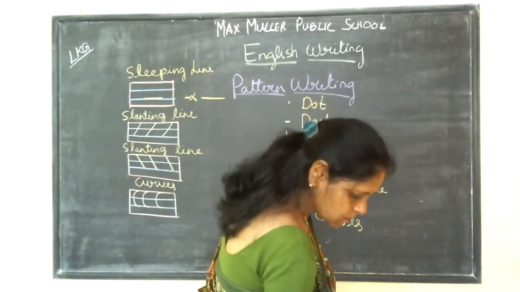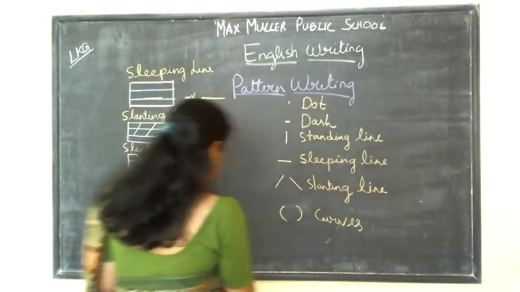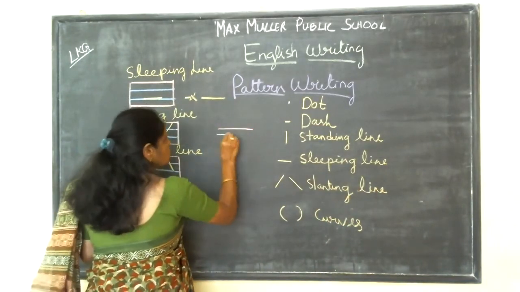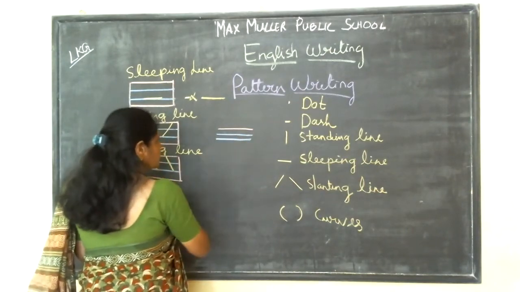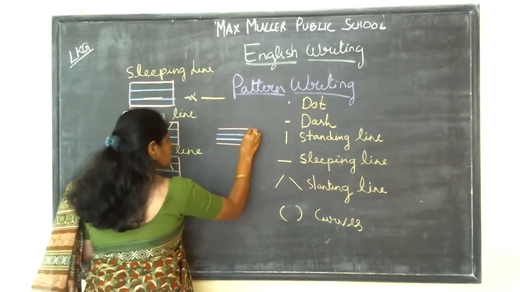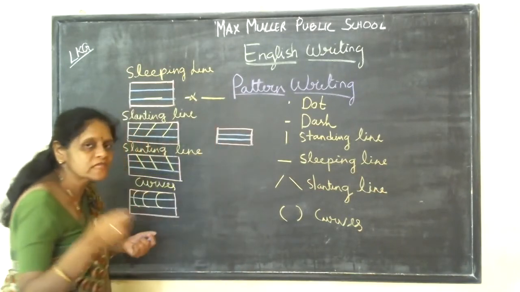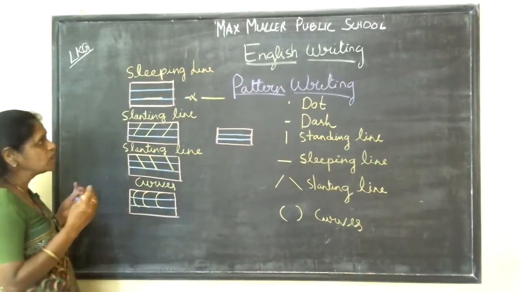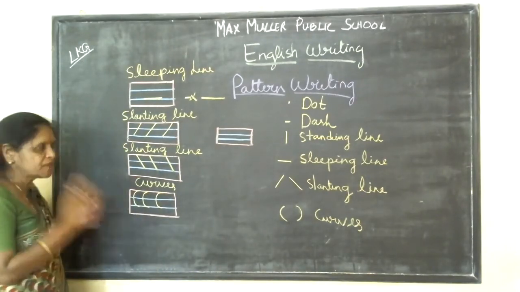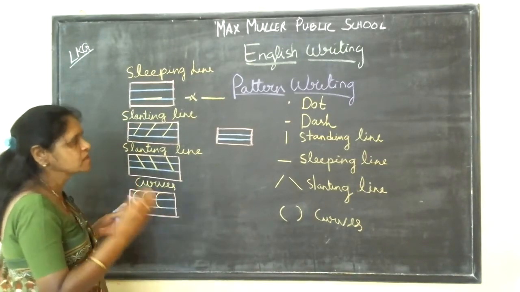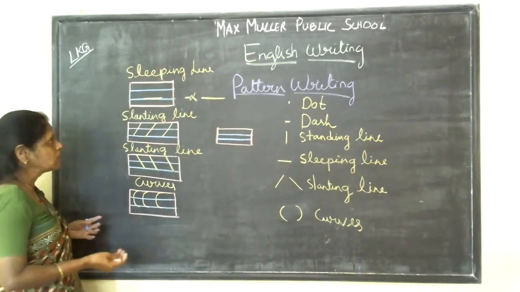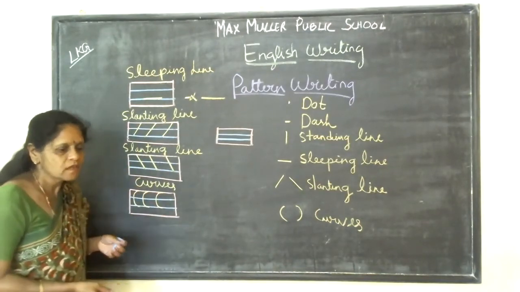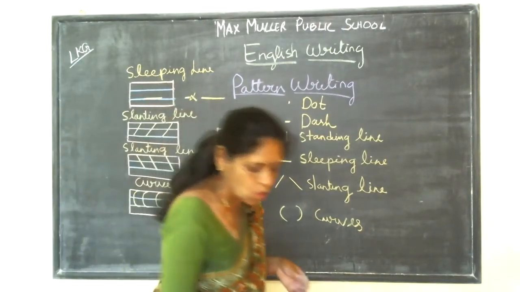Red line, blue line, red line. Okay, children. So you have to learn which is red line, blue line, and red line. So today you learned how to write. In the previous class you learned dot, dash, standing line. And today you learn sleeping line, slanting line, curves. Okay, children. So the next subject you are going to learn is oral.